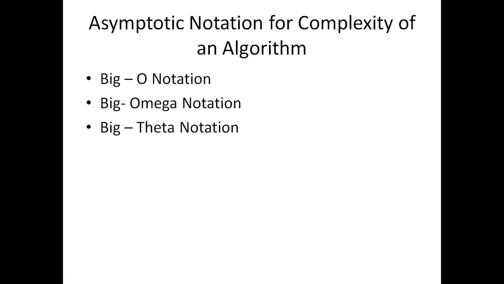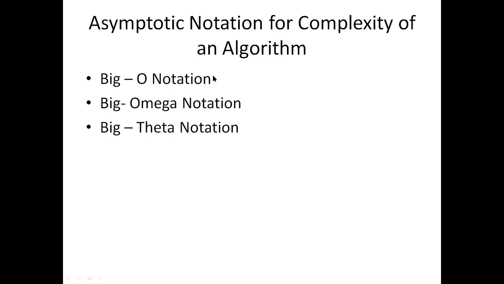So that step count is used in analyzing an algorithm, and of course that is not the exact, correct way to analyze an algorithm. A more precise method to find the complexity of an algorithm is using asymptotic notation. There are three notations used for this, namely big O notation, big omega notation, big theta notation. Big O, big omega, big theta notations. Let us see them one by one.